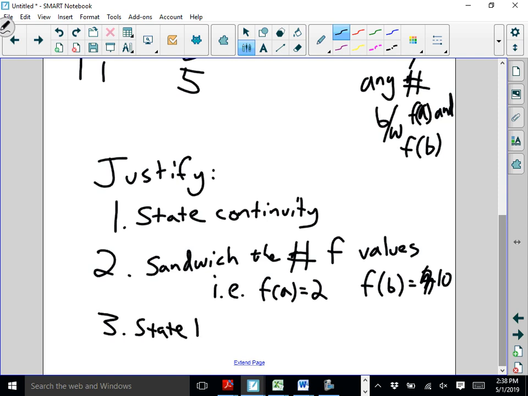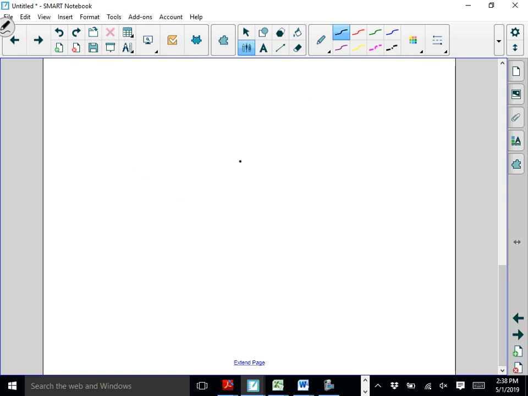Most of these things will be needed in your justification. Okay? Next, MVT. That is the mean value theorem of derivatives. What that's saying is that the instantaneous rate of change must equal the average rate of change on an interval, as long as the function is two things.